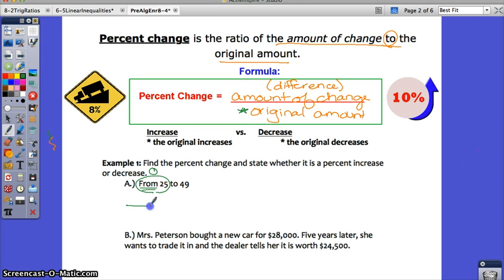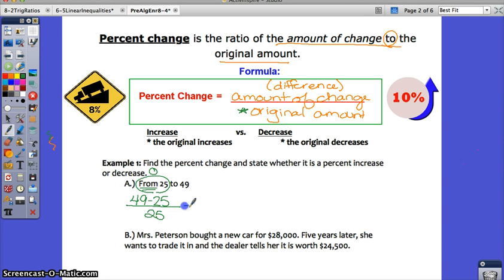To find the percent change, you're going to find the difference, or the amount of change, which means you're just going to subtract the two numbers. It does not matter how you do the subtraction. I always do the larger minus the smaller, because I'll state at the end if this was an increase or a decrease, okay? So do the larger minus the smaller, and then we'll state at the end if we went up or down in this situation. It's always going to be written over the original amount. That's the from part, so over 25.